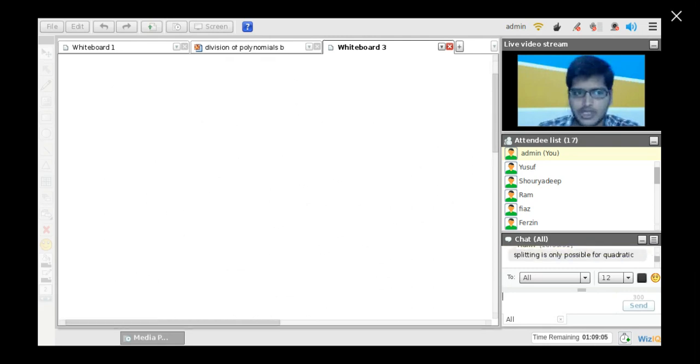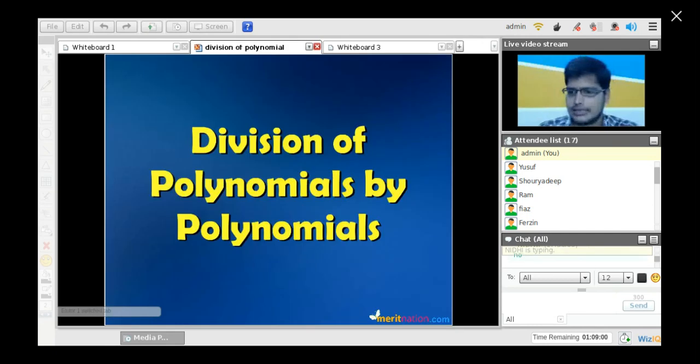Is that clear, every one of you? Or any of you still have any doubt? Yes, Ram. Splitting is only possible for quadratic. That's good. That's really good, every one of you.